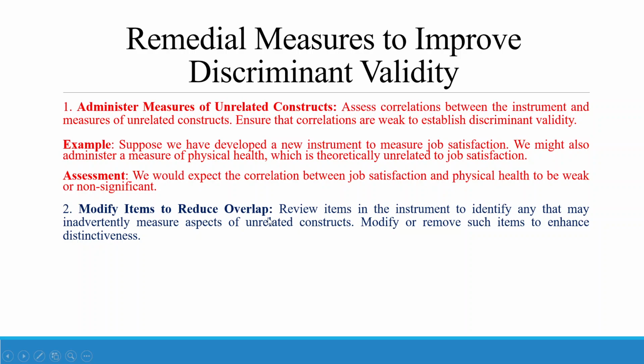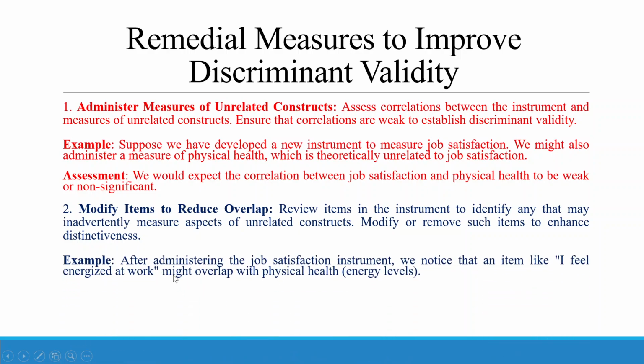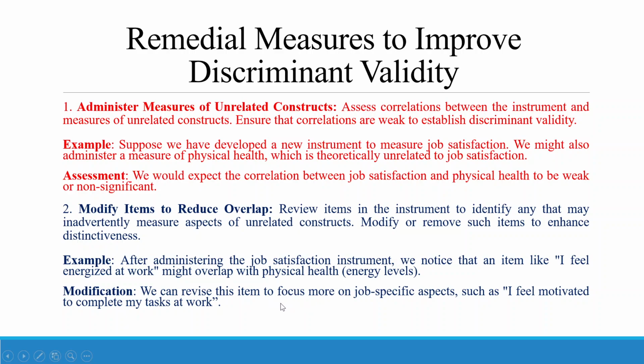Modify items to reduce overlap. Review items in the instrument to identify any that may inadvertently measure aspects of the unrelated constructs. Modify or remove such items to enhance distinctiveness. After administering the job satisfaction instrument, we notice that an item like "I feel energized at work" might overlap with physical health. We can revise these items to focus more on job specific aspects, such as "I feel motivated to complete my tasks at work."